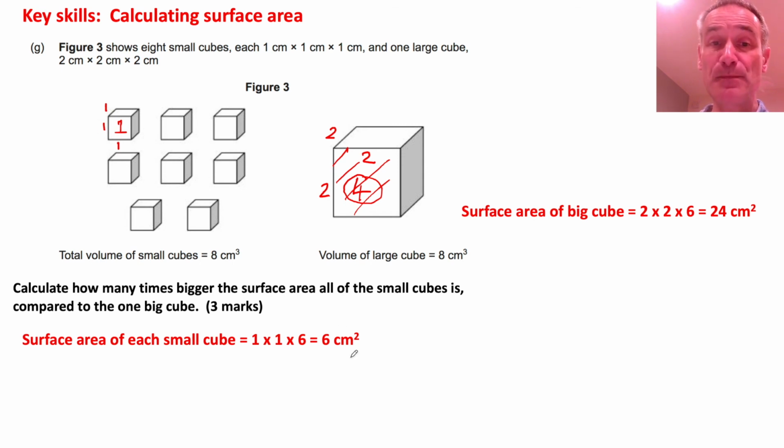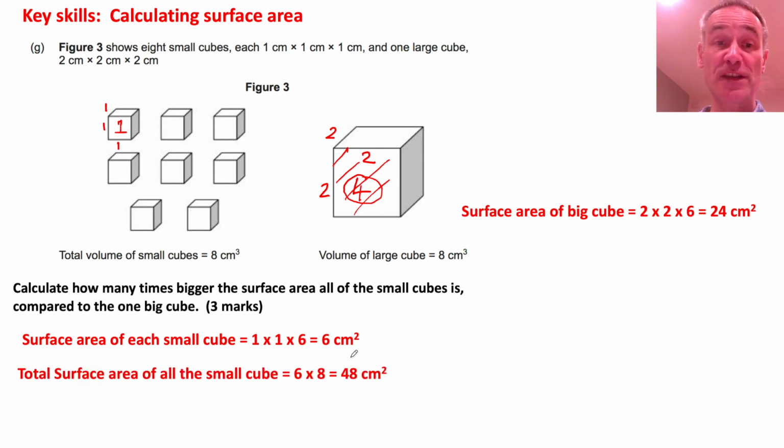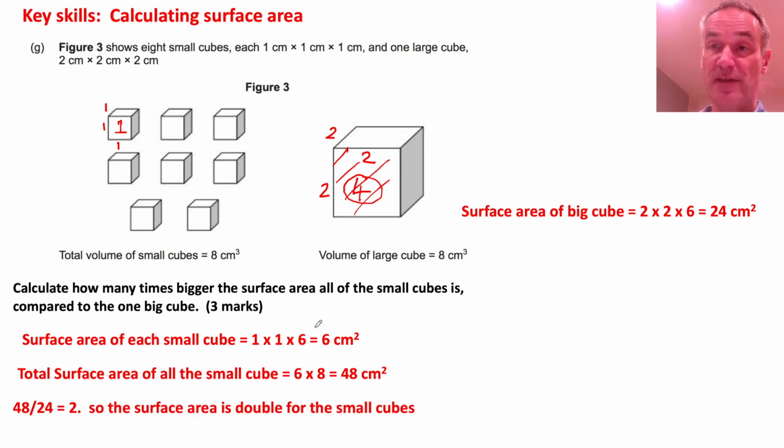So how many times bigger is the surface area? Well, first of all, the total surface area of all of the small cubes is 6 times 8, because there are 8 of them, which is 48 centimetres squared. So 48 divided by 24 is 2. So the surface area is double for the small cubes.